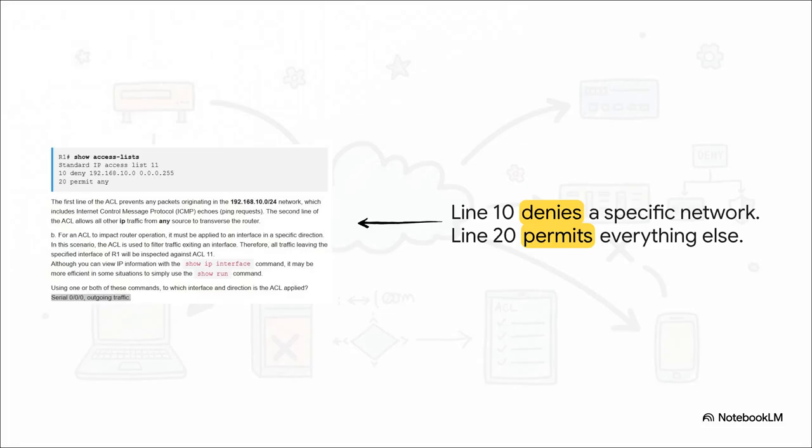So let's look at a real example here. This shows that logic perfectly. You've got two lines. Line 10 says to deny traffic from a specific network. So if a packet from that network shows up, it hits line 10 first, it gets denied, and that's the end of the story. But what if a packet comes from literally anywhere else? Well, it won't match line 10. So the router moves on to line 20, which says permit any. And just like that, the packet is allowed through. See? The order is absolutely everything.